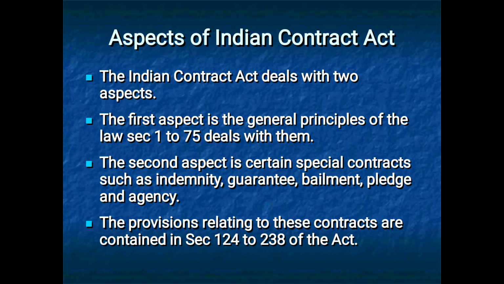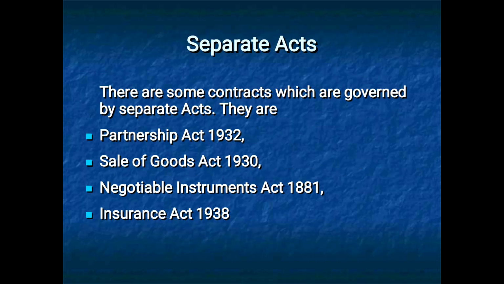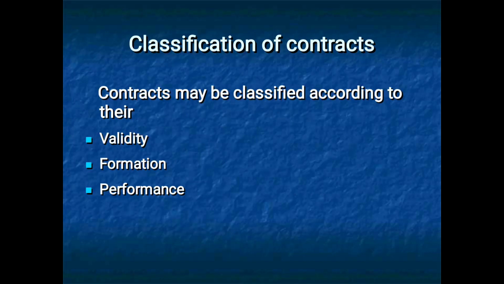Special contracts include contract of indemnity, contract of guarantee, contract of bailment, contract of pledge, and contract of agency. The next one is separate acts. These are the acts which do not come under the Indian Contract Act 1872. That's why they are called separate acts, that is individual acts. Some of the individual acts are Partnership Act 1932, Sale of Goods Act 1930, Negotiable Instrument Act 1881, and Insurance Act 1938.